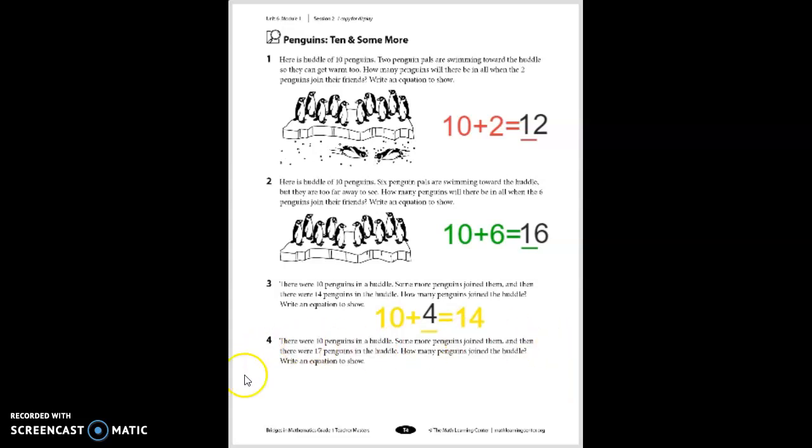Here's our last one. This one is a little tricky, same as this one, there's no picture. But this is going to be the one that you are going to be commenting in our comments today. There were 10 penguins in a huddle. Some more penguins joined them. And then there were 17 in the huddle. How many penguins joined the huddle? Write an equation to show.